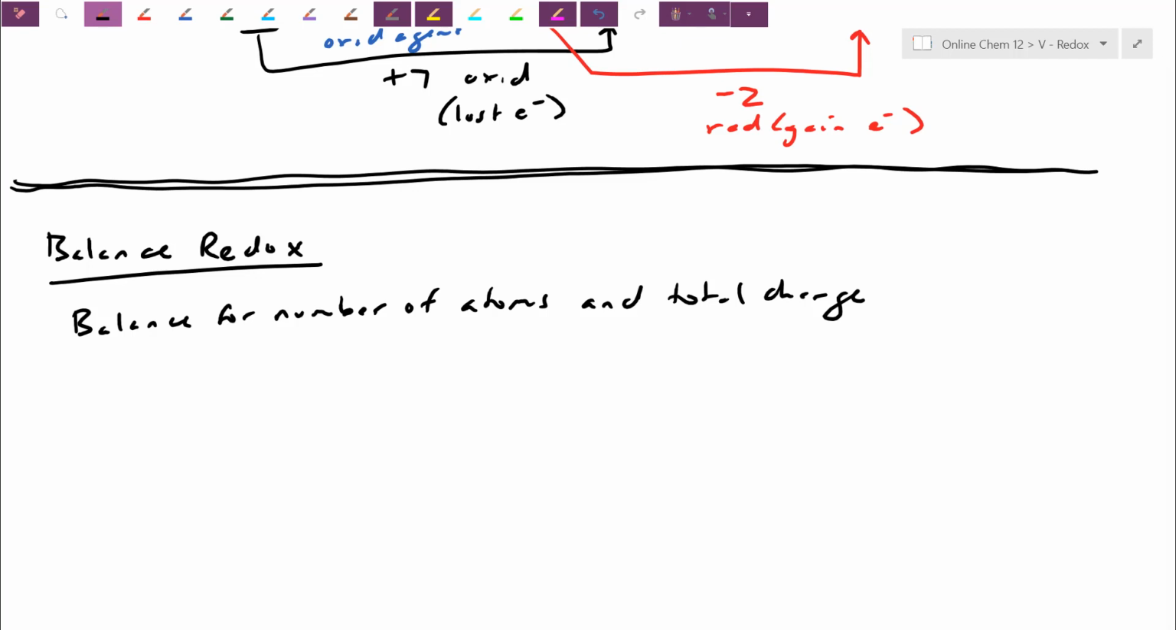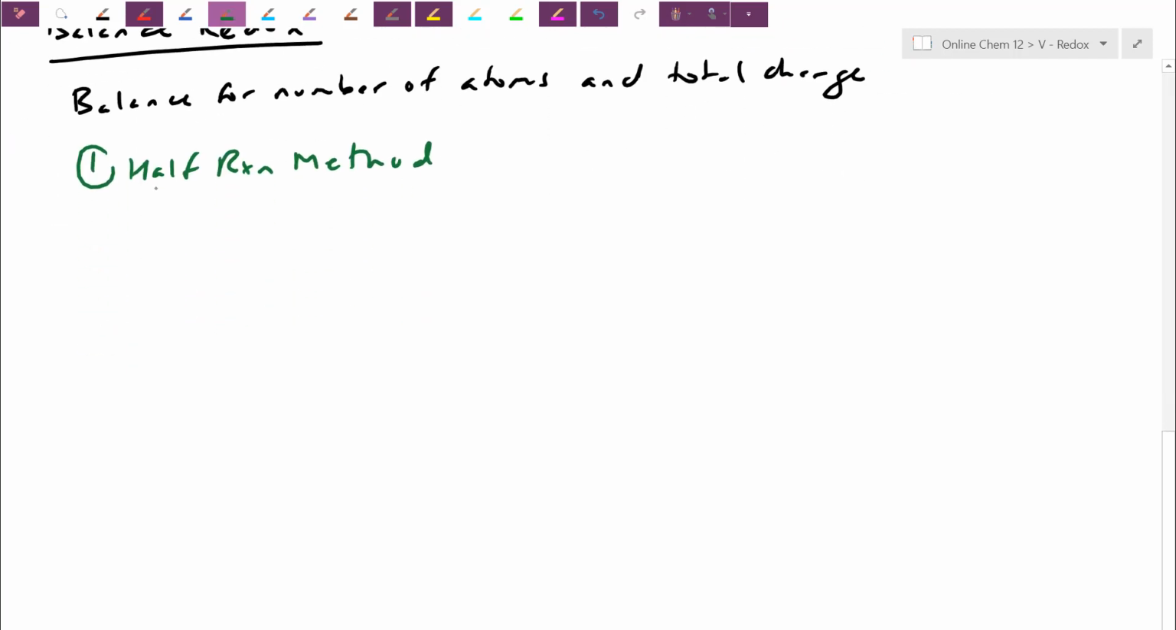We're going to learn two different methods to do this balancing. Today I'm going to teach you the half reaction method. They're not going to force you to do one method over the other method. They're just going to say balance. Whichever method you're more comfortable with, you can do it that way. The half reaction method, as you walk through it, for balancing redox equations, is actually really, really systematic.